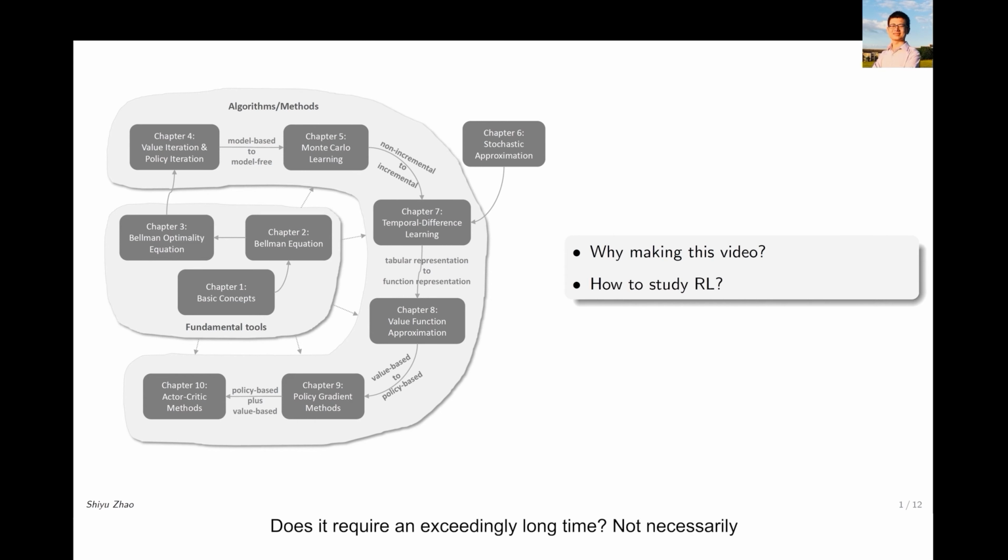Does it require an exceedingly long time? Not necessarily. For instance, this course totals approximately 11 hours, which will round down to 10 for simplicity. If you encounter difficulties halfway through, I recommend taking the time to understand them fully before proceeding. Suppose this approach will double the time to 20 hours, and if you need to study related basic knowledge, the time could double again to 40 hours.